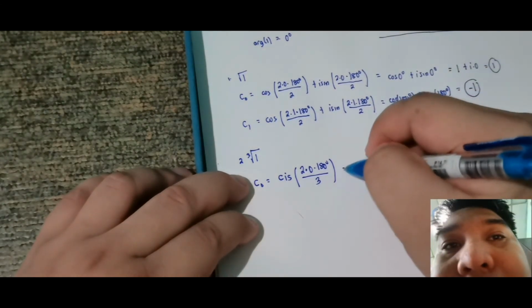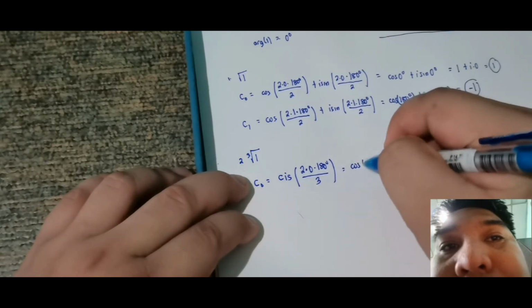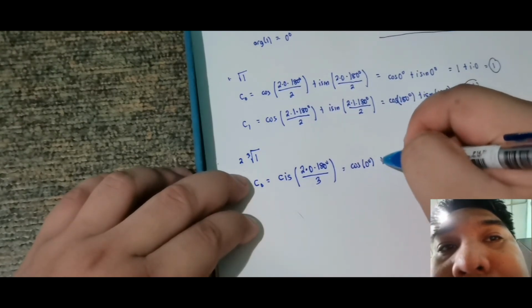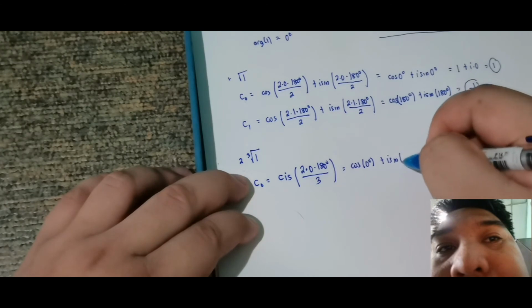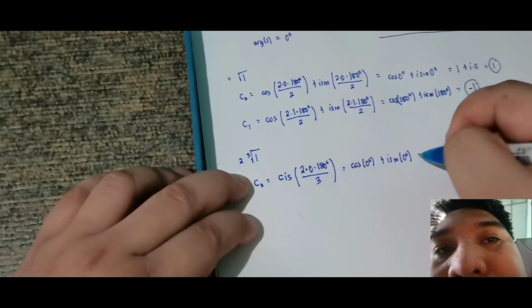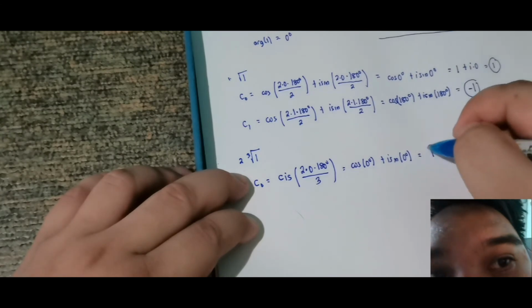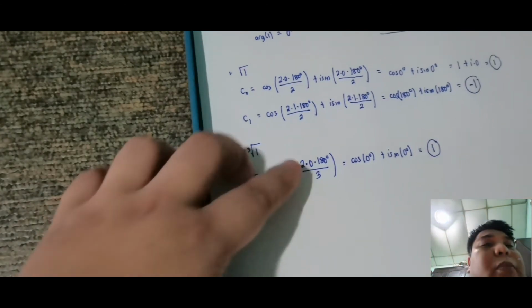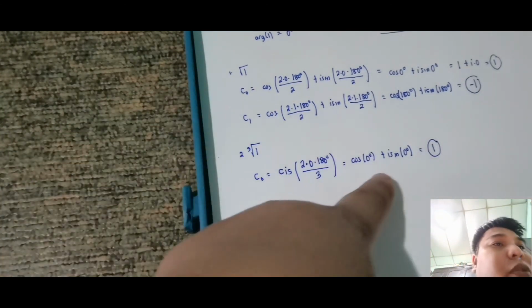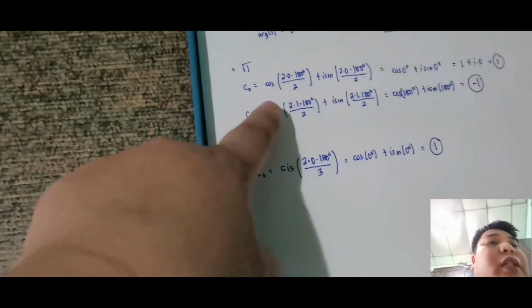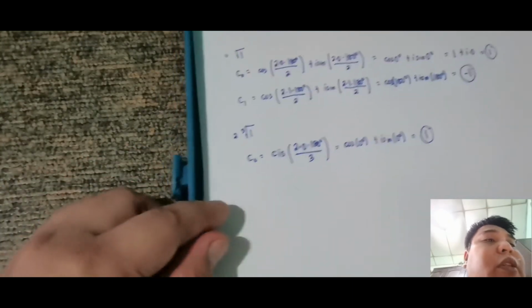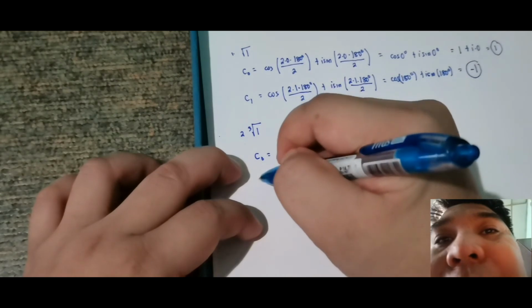Gawin mong ganito. Magiging cosine ng 0 degrees plus i sine ng 0 degrees. So, therefore, that is equivalent sa 1, kasi parehas na sa kanina. Ginawa ko lang, from cis, nasolve ko sa loob, alam ko na ilalagay ko. Pwede yun, imbes na ganito kahaba, para hindi masyadong tedious. So, next, C sub 1.